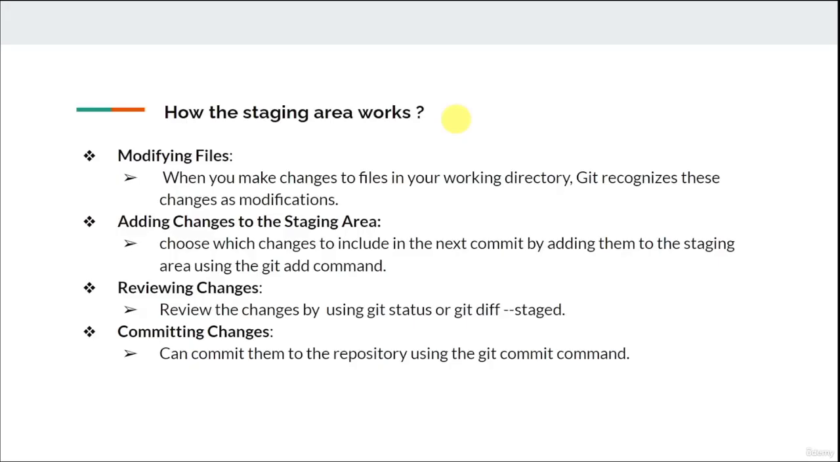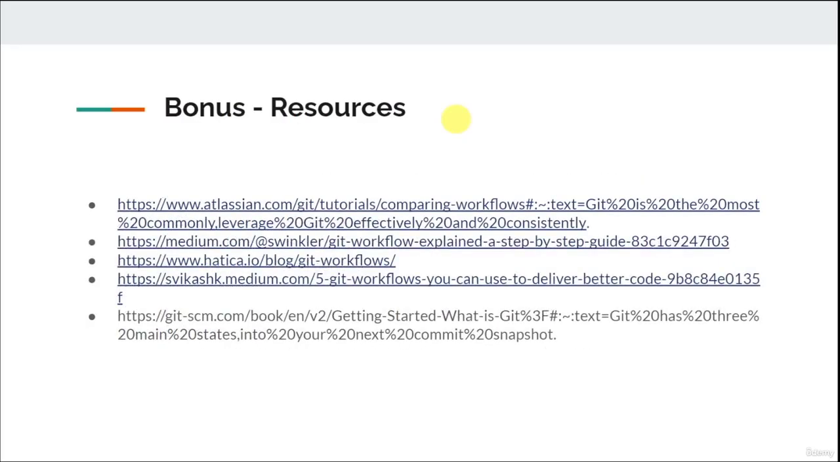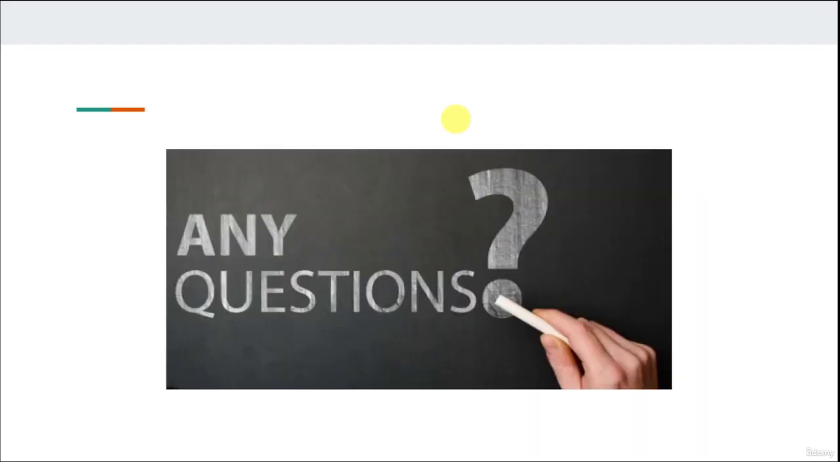Modifying files, adding changes to the staging area, reviewing the changes. Reviewing the changes means we are checking whether everything is perfect or not. Before performing anything, we review ourselves, right? So that's it. Committing changes means it's ready to present. Here, it's ready to save in our working directory. Okay. So these are the resources. You can go through this one. It will give a more detailed understanding of all these topics.